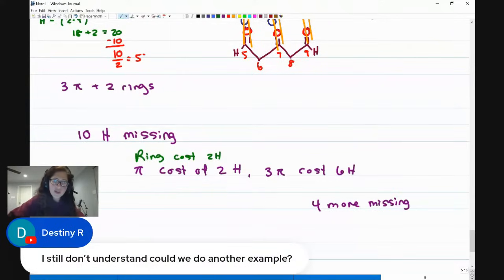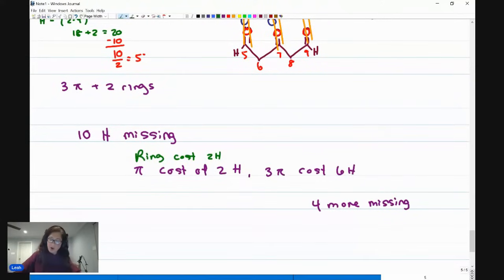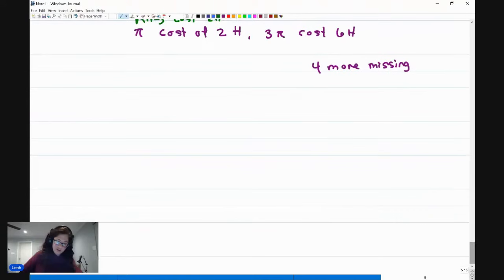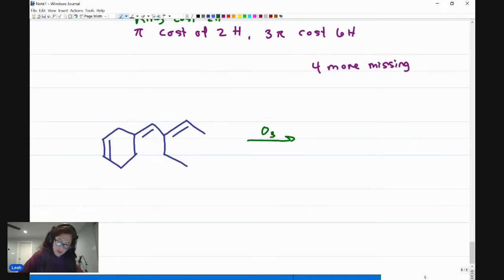I still don't understand. Can we do another example? So let's do another example in reverse just to show you. Say I have a molecule that looks like this. If I react this with ozone, the trick here is you break every pi bond, and on either side of the pi bond, you put in an oxygen.